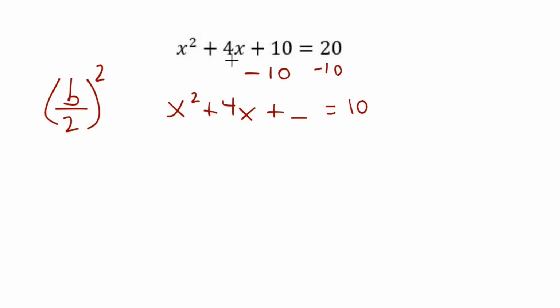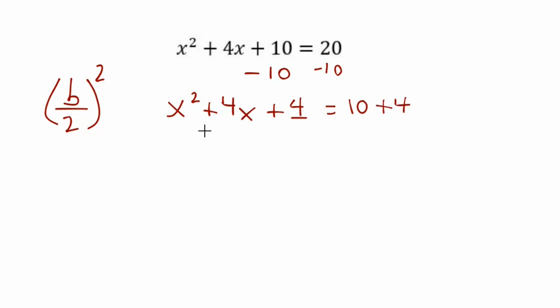So in this case, again, in the previous example I picked 4. This one's also 4, so let's do that for this one. So 4 divided by 2, that's just 2. If we square that, we also get 4 again, so we'll add 4. But we have to do the same thing to both sides.